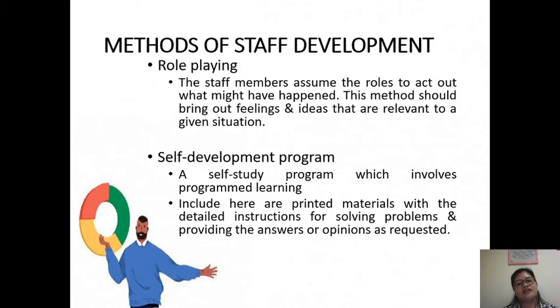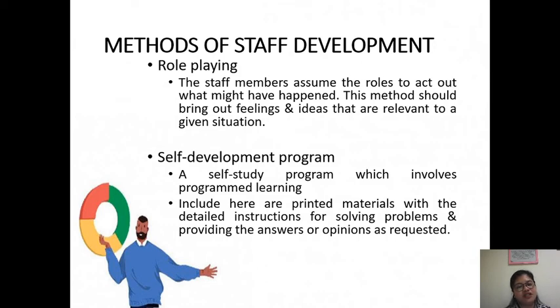Role playing. The staff members assume the roles to act out what might have happened. This method should bring out feelings and ideas that are relevant to a given situation. So role playing, say for example, you are doing "paint me a picture." That's role playing, and they enjoy it. At the same time, there is a background or an overview of the possible outcome of a specific situation or might be a goal in the agency. So, team building is also part of role playing or games.